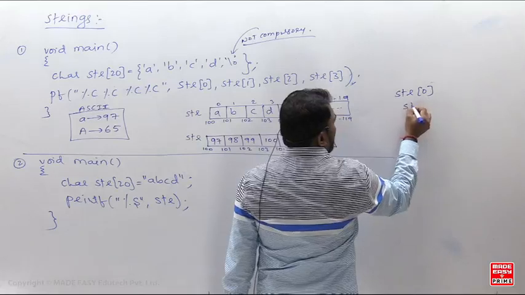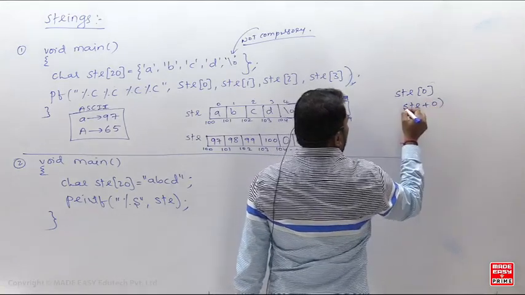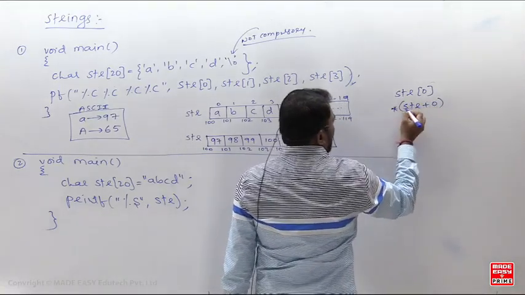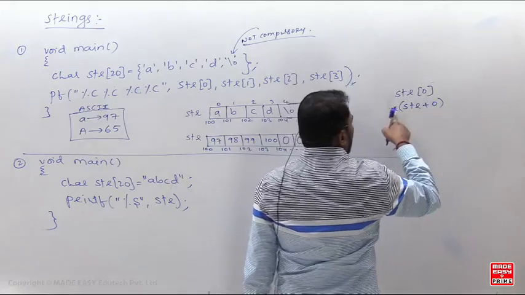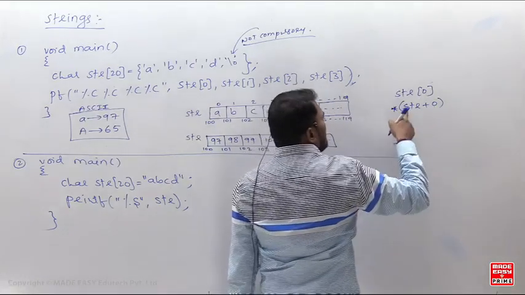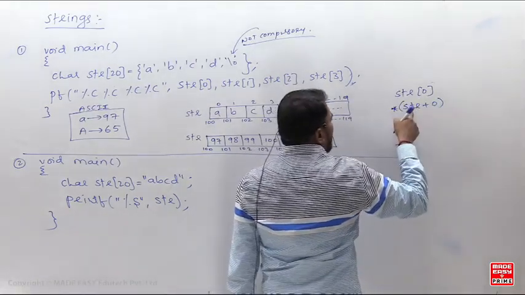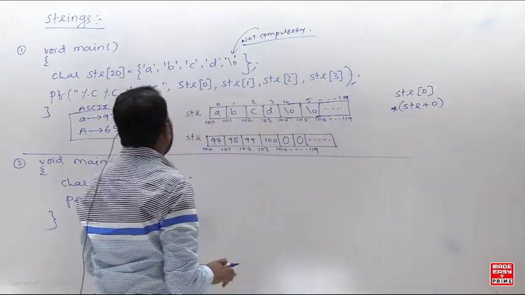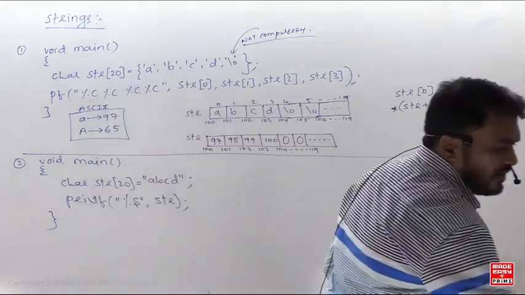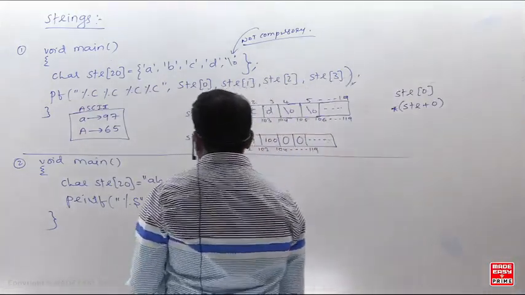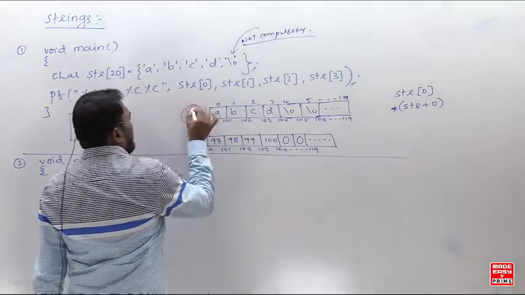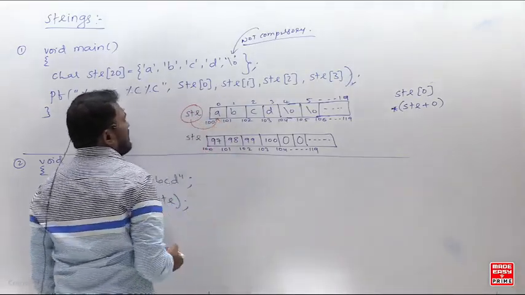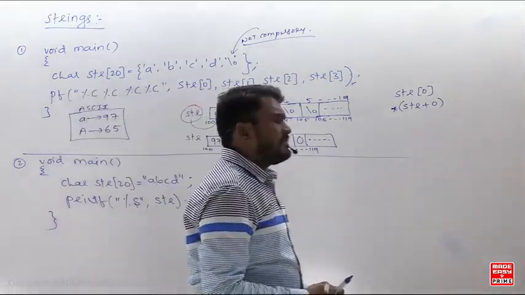How will it be evaluated? You know that str[0] is the same as *(str + 0). Now tell me *(str + 0). Str means what? Same thing, the array name without subscript. Array name without subscript will contain the base address of the 0th element. So same thing.